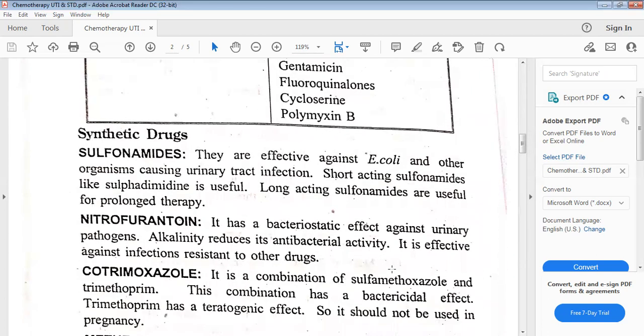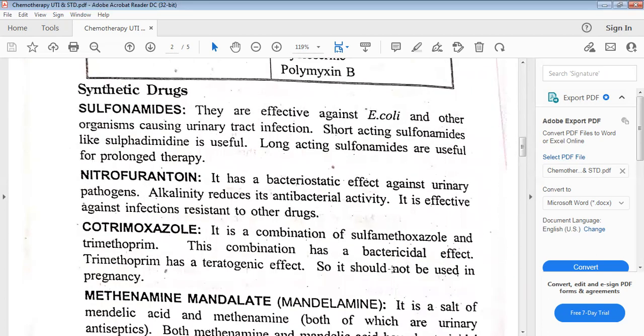The sulfonamides, we have already seen about them. Commonly a compound like sulfadimidine, which is a short-acting sulfonamide, is useful if there is acute urinary tract infection. In people who have chronic infection, you need to use long-acting sulfonamides.